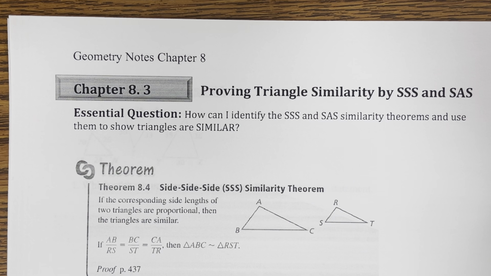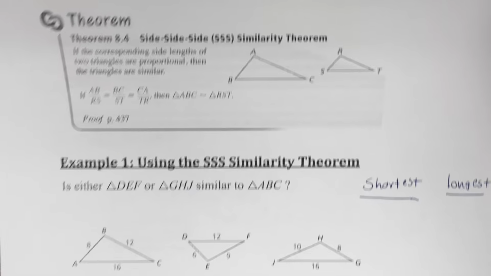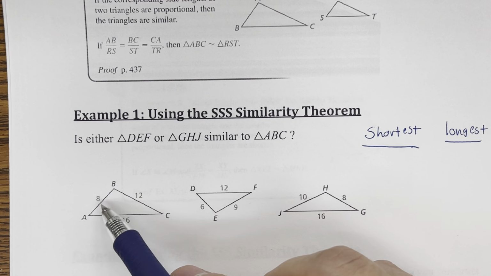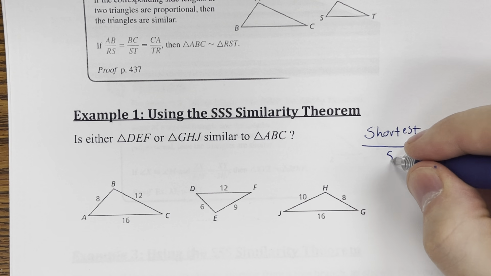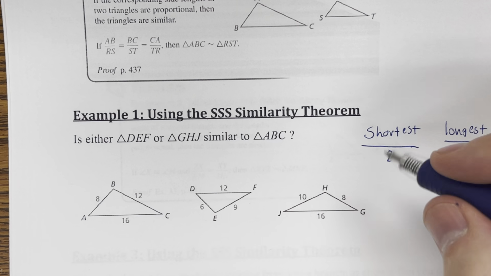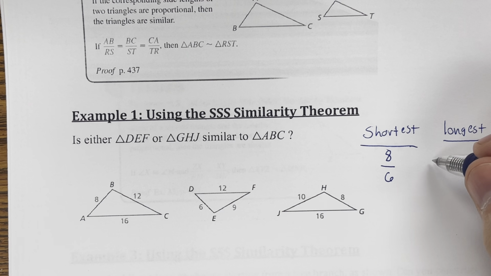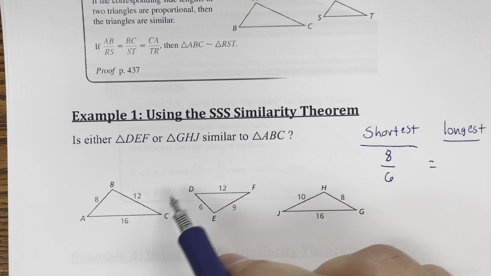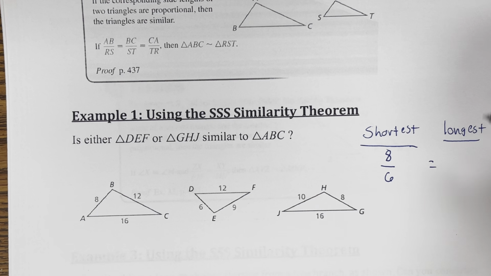All right, so we're going to start with triangle ABC to triangle DEF. We're going to see if that one's going to be proportional first for our first example. So, is either one similar to ABC? When I look at AB, I see 8 is the shortest side. And when I look at DEF, 6 is the shortest side. So we will check, is 8 over 6 equal to the longest side of AC, which is 16, and the longest side of DEF is 12. So I'd have 16 over 12.